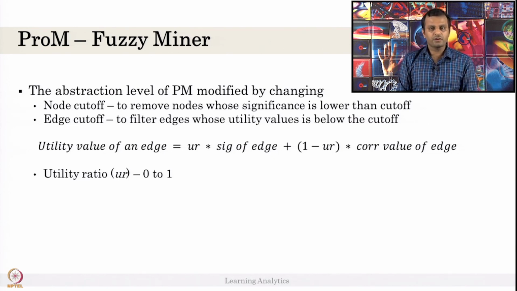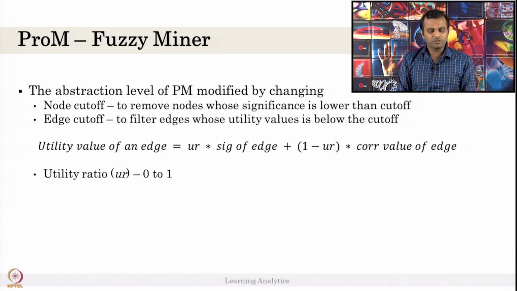So, node cutoff, we saw in the last slide 0.3, is it low significant or high significant, we do not know, but you can define the threshold. You can say, hey, this 0.3 is less than 0.5, my threshold is 0.5, whichever node has significance less than 0.5 should be removed. So, we can put the node cutoff as 0.5.